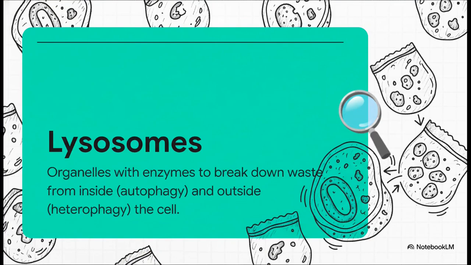Now, don't just think these are simple bags of acid, okay? No, they are super specialized compartments packed with powerful enzymes. And their job involves two key processes. One is autophagy, that's self-eating, where they gobble up the cell's own old parts, like worn-out mitochondria. The other is heterophagy, where they digest stuff that comes from outside the cell. It's basically the ultimate quality control system.